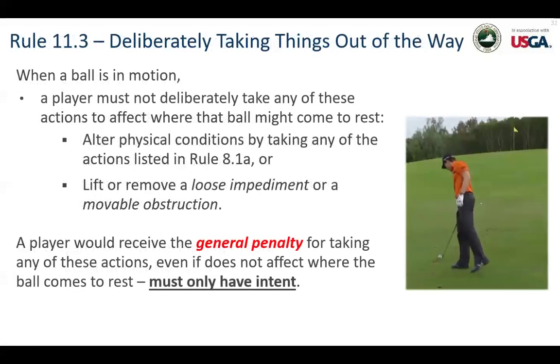The next, 11.3, this is one that, again, is rare, but it's more likely than 11.2 in my opinion. So we have a ball that's in motion. I'm harping on this a lot, but now we're talking about deliberate actions. So the player must not deliberately take any of the actions below: alter the physical conditions that are covered in Rule 8 that we just covered a few moments ago, or if there's a loose impediment or a movable obstruction. It's kind of that while moment, while the ball's in motion. So there is a beginning and an end.